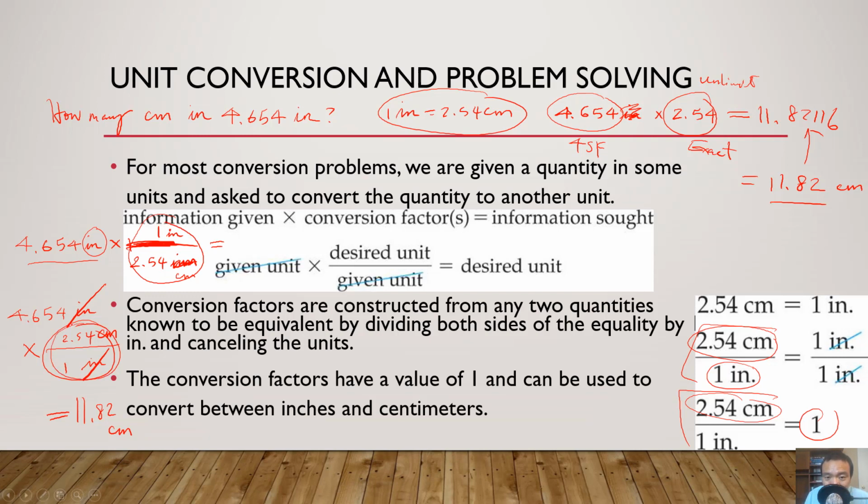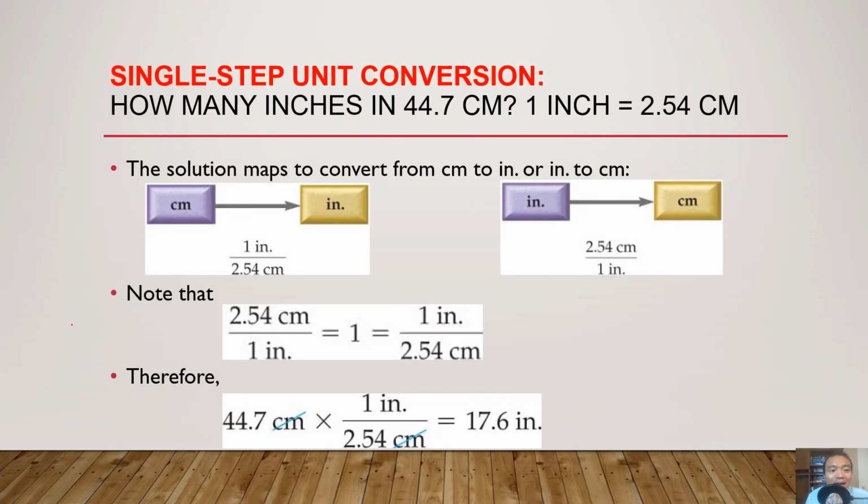If you use something like this, we call this kind of unit analysis dimensional analysis. Okay? All right. So let's look at one more example. For example, I ask you, how do you convert 44.7 centimeter to inches? So basically, in this, you have the centimeter. We want you to convert to inch. How do you do that?